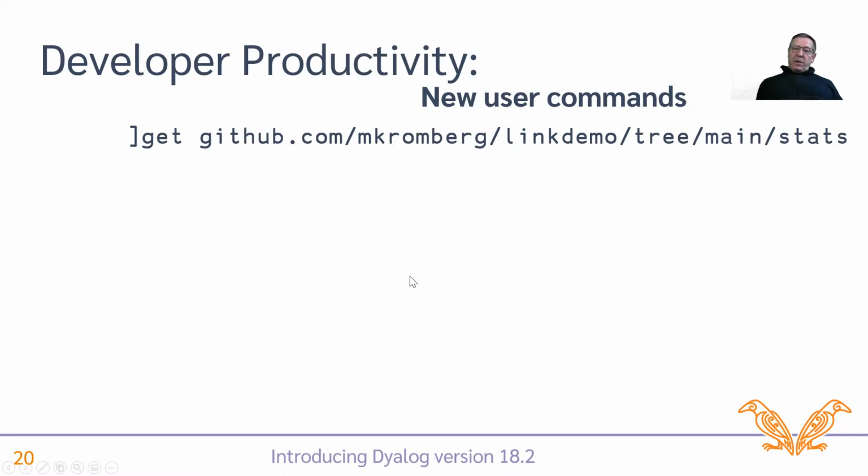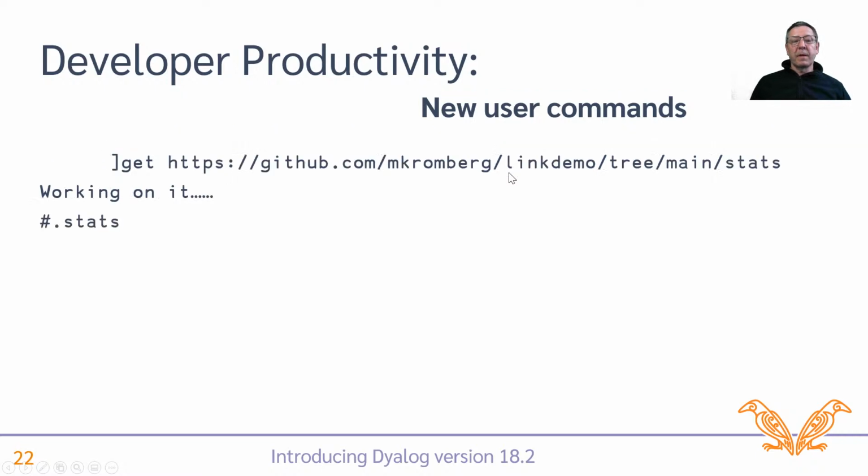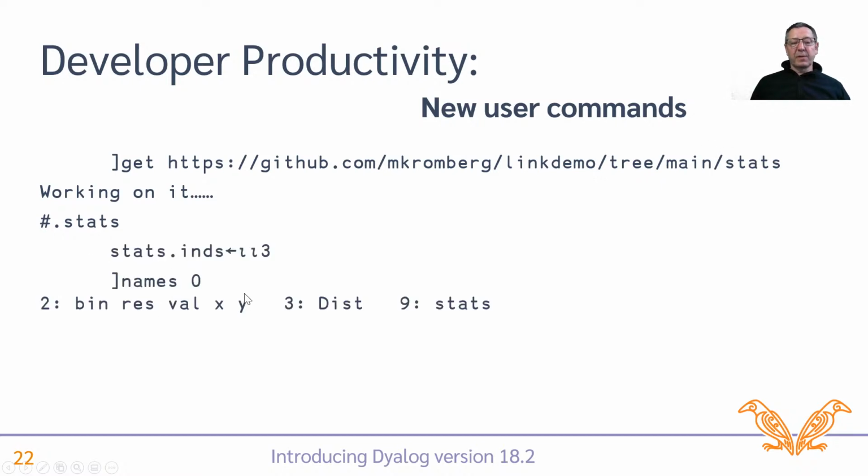There are a whole bunch of new user commands. One of the most popular ones is this get command, which accepts, I think Adam is going to do a whole presentation on this. I know he's already mentioned it a few times. It accepts an enormous variety of arguments. In this case, it's a reference to some source code which is out on GitHub. And it'll bring it into the workspace. In this case, it's a folder, so it brings in a namespace. And we can put some data into it.